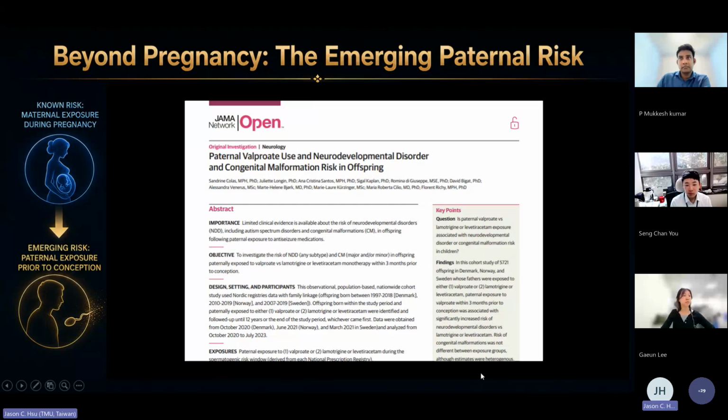Because it tells us that valproate safety is no longer just a woman's issue, and it has officially extended to young men who are planning to become fathers. We must now expand our research lens from traditional maternal protection to preconception partner risk, father's risk.